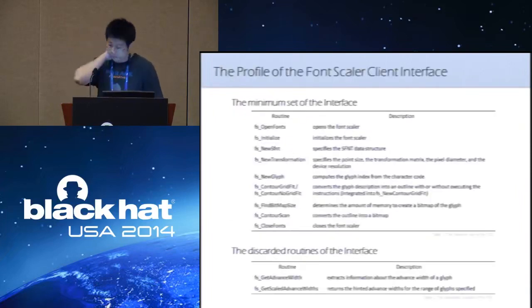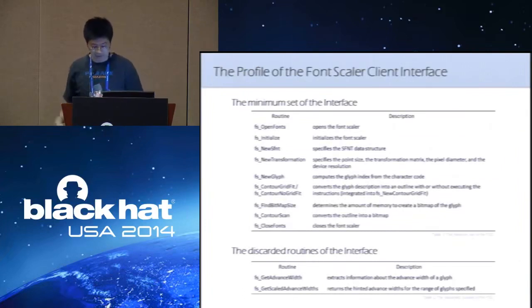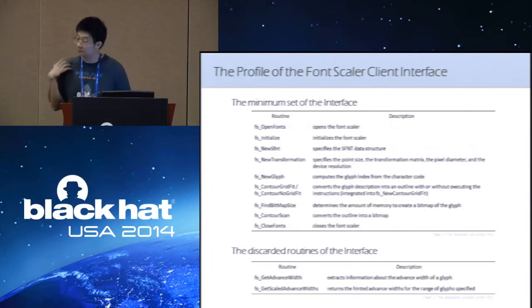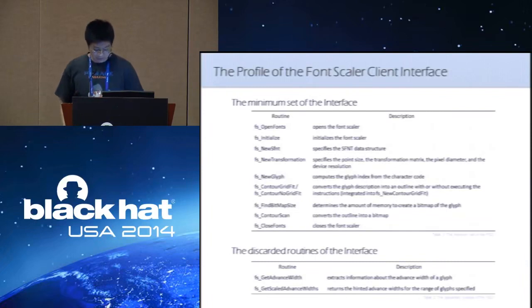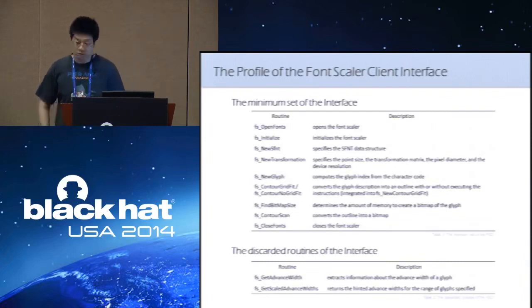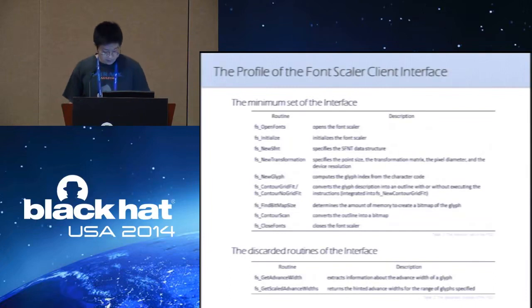In reversing Win32k.sys, we found many functions with a name prefixed with fs underscore, which is the exposed interface for the font engine. I extracted the minimum function set which makes the font engine work normally. There are 9 such functions, ranging from fs open font to close font. We could also see many function names prefixed with fs. Many of them are just not used, abandoned by the developers.